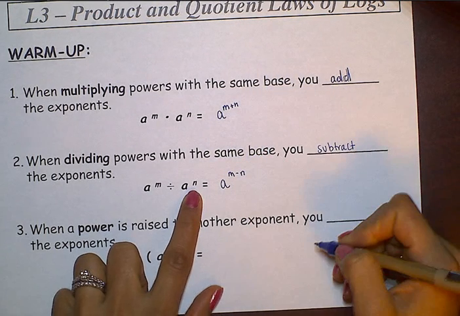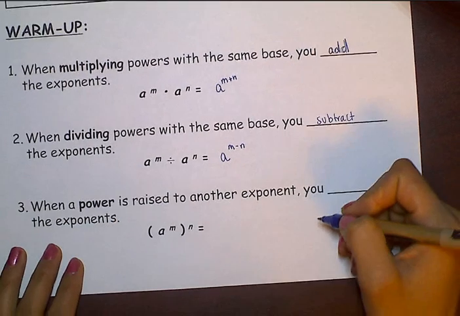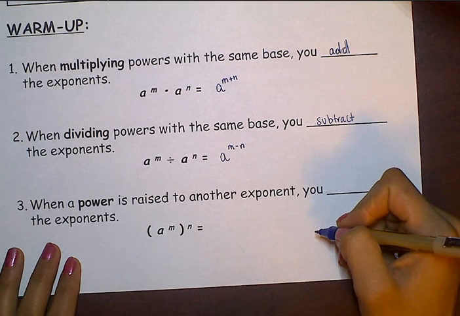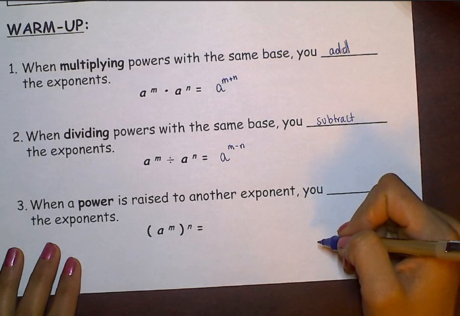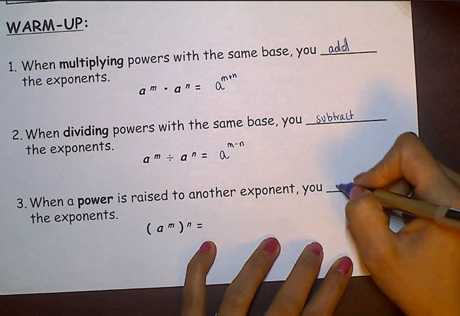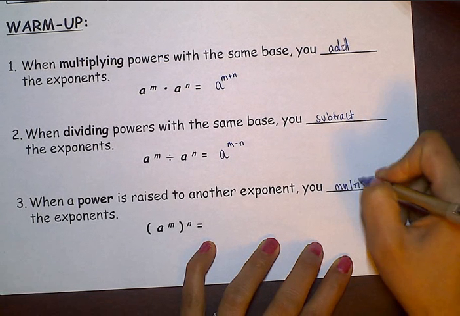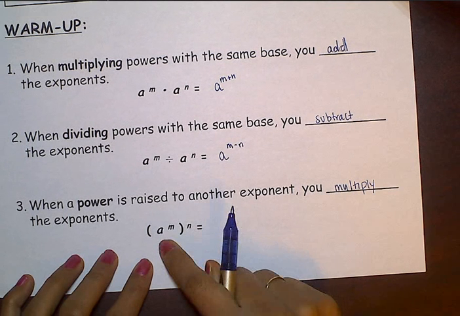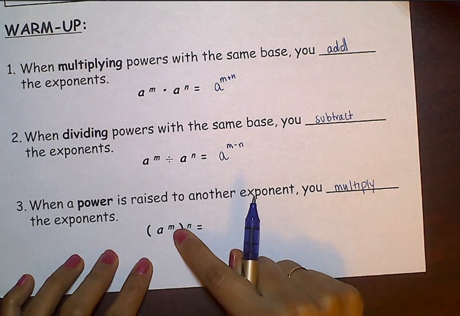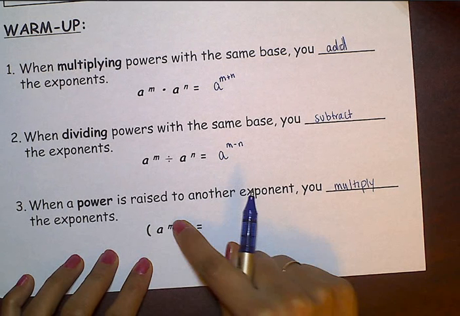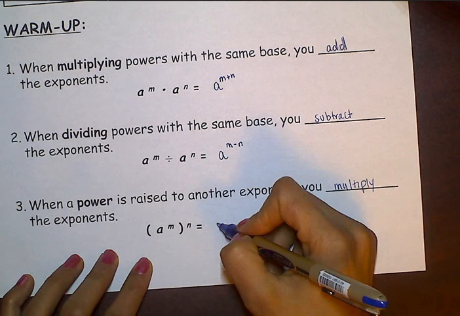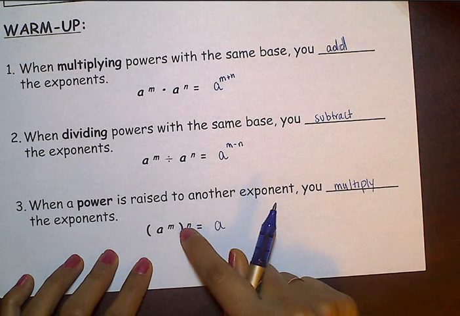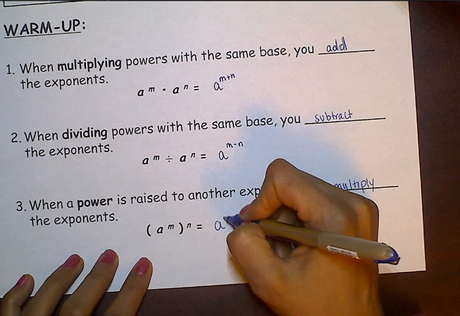And the last question, something that we have been dealing with already, is when a power is raised to another exponent, you multiply the exponents. So here we have a power raised to an exponent, where the whole thing is then raised to another exponent. So you are going to multiply the exponents. So it's m times n.